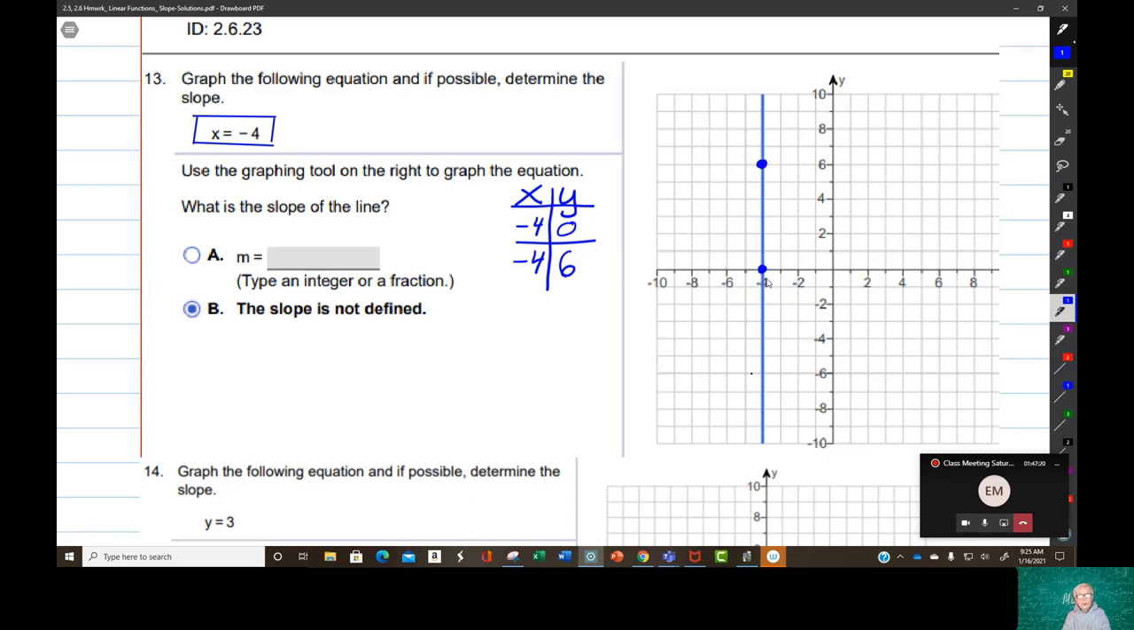Now that I have my two points plotted, I can connect them with a straight line. Again, if you do this in MyMathLab, by the time you click on the second point, you've automatically got a line. But doing it on paper, you have to draw your own line. And that's how you would do that.